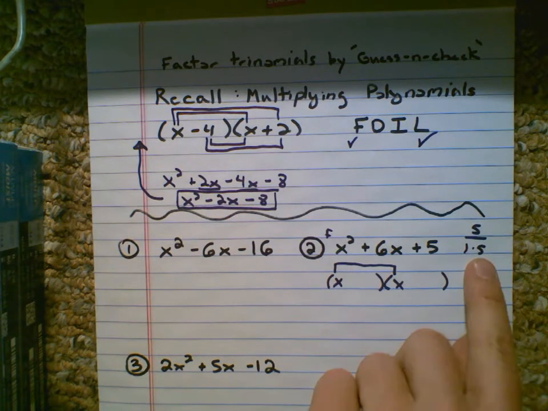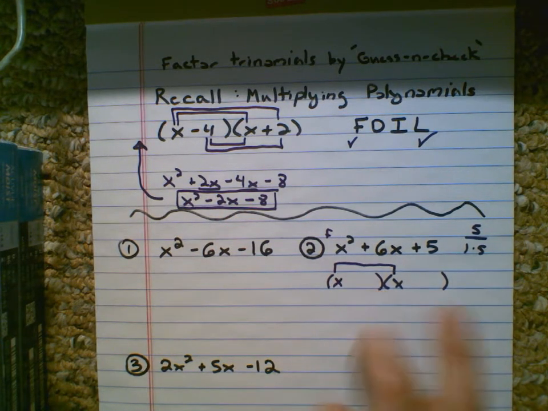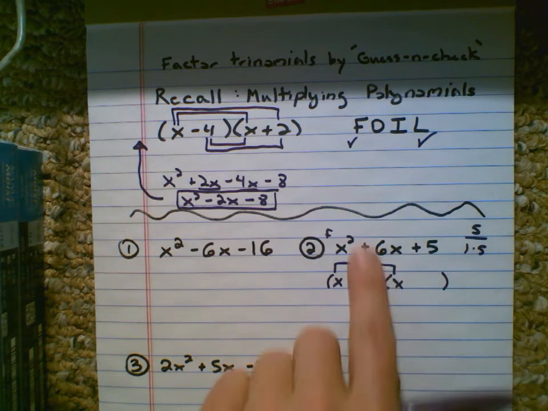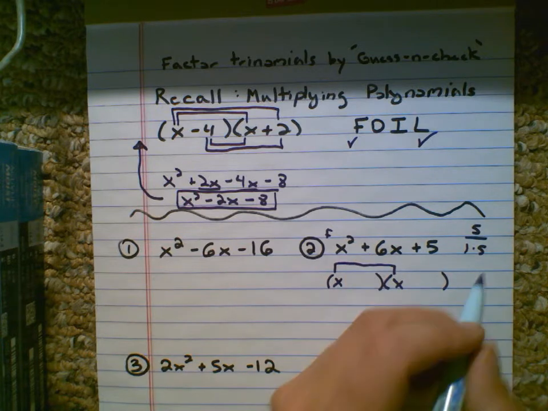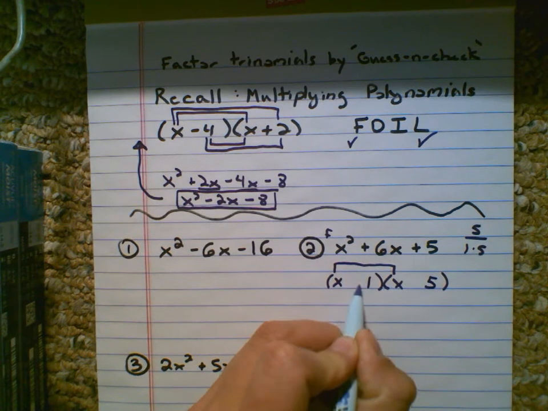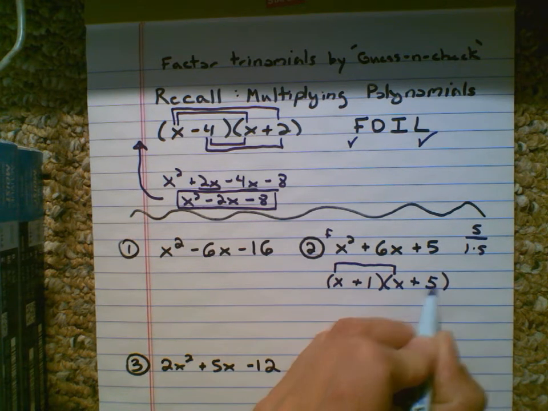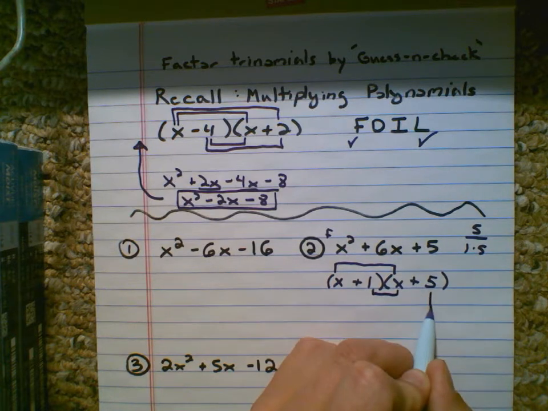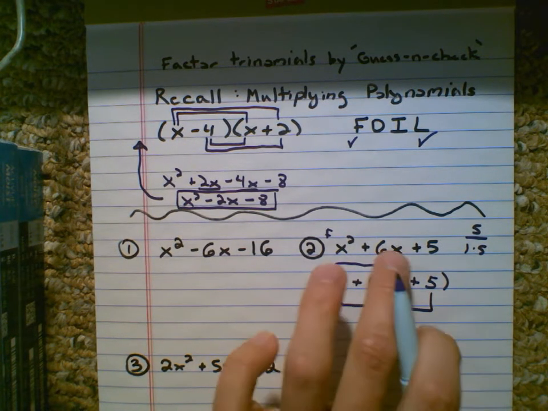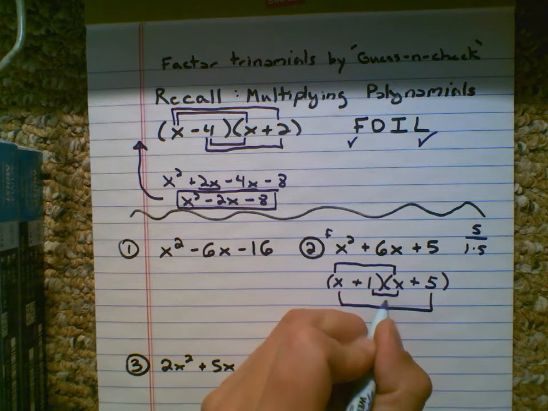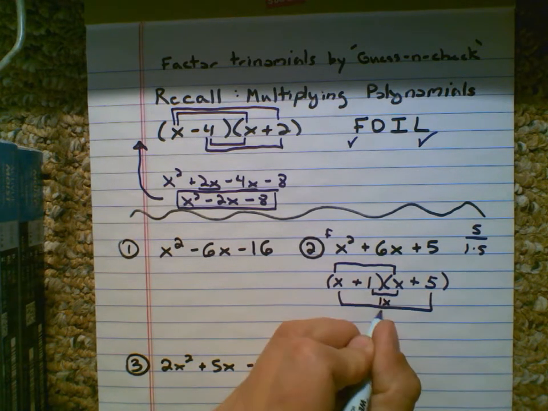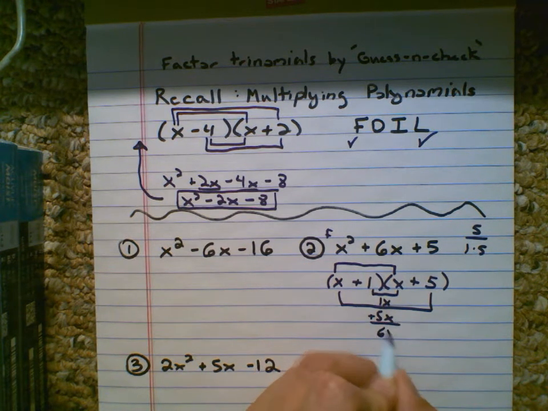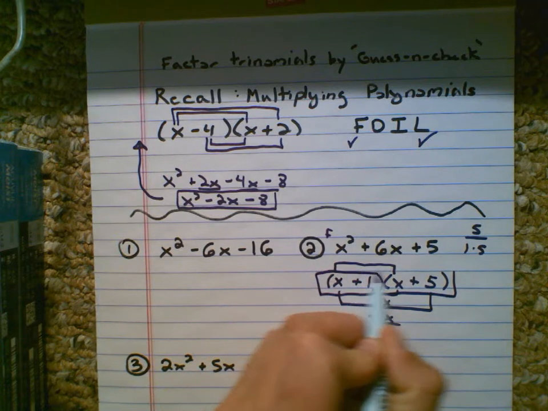Then I have to plug these numbers in an order so that when I check the O and the I, I get this middle term. So for example, maybe I plug the 5 there and the 1 here. Okay, 1 times 5 gives me the last term. And then I just need to check the inside and the outside. When I check these, they should combine to give me the middle. So 1 times x is 1x. 5 times x is 5x. When I add those together, do I get 6x? Well, 1x plus 5x is 6x. So this is the correct factoring.